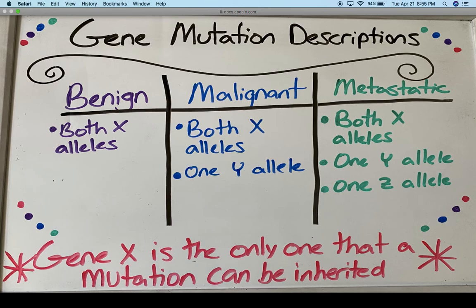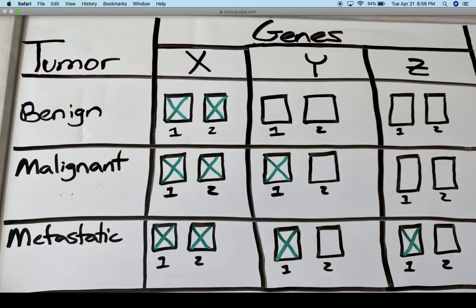Benign tumors require both alleles in gene X to have mutations. Malignant tumors require both gene X alleles and one allele of gene Y to have mutations. Metastatic tumors require both gene X alleles and one allele of gene Y, and also one allele of gene Z to have mutations. One last detail, gene X is the only one that a mutation can be inherited.